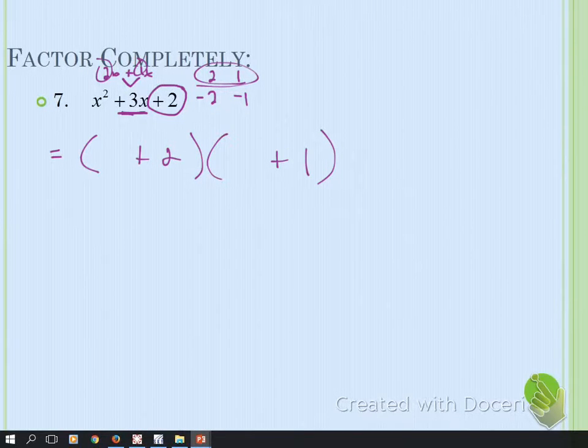Now, the first term comes from this first term factored. X squared factors into x and x. So I'm going to stick an x here, stick an x here, and we are now finished. If I FOILed this out, if I double distributed the x plus 2 and combined like terms, we would get x squared plus 3x plus 2. We've now created our two binomial factors.